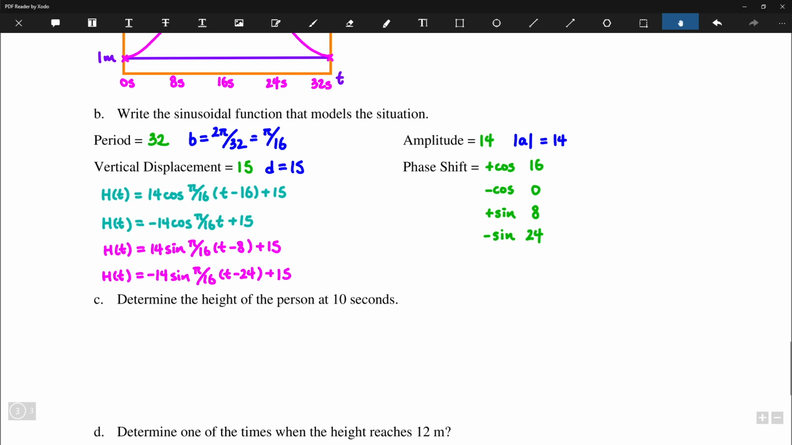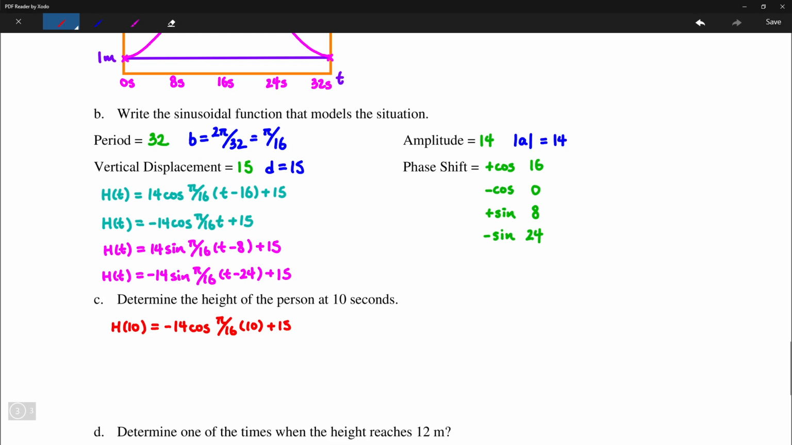So next part, it says here, determine the height of the person at 10 seconds. So we are given time. Here we can then simply substitute h of t as h of 10. And then we have negative 14 cosine, and then pi over 16, t was 10, and then plus 15. So we can evaluate this, and using a calculator, the person will be at a height of 20.36 meters.